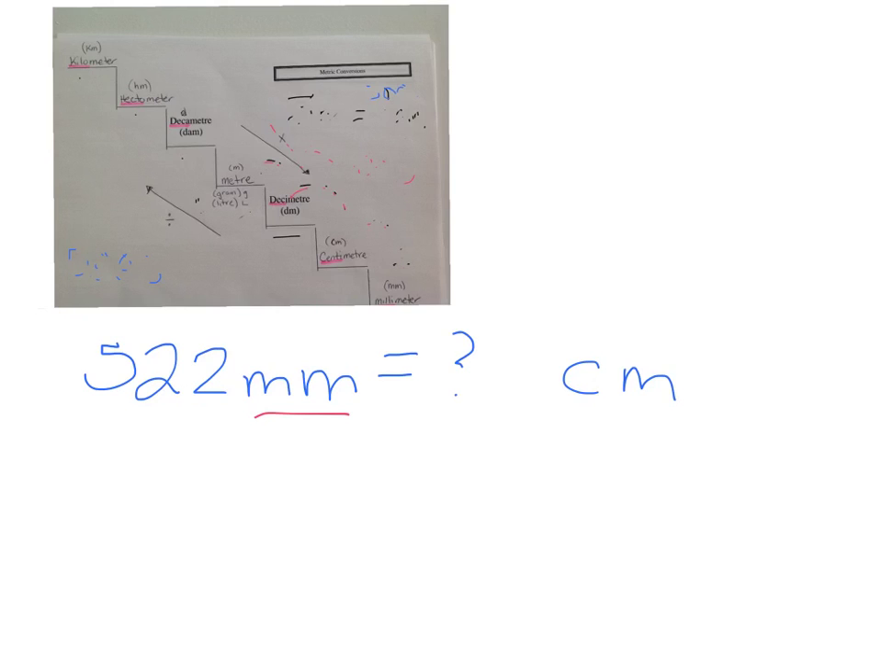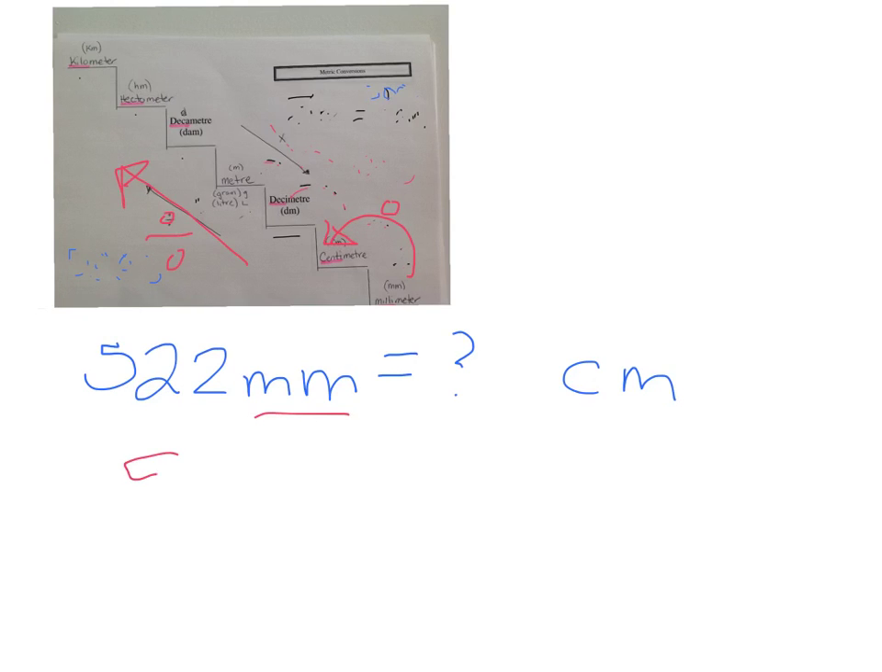Okay, so what if I wanted to take 522 millimeters, and I want to know how many centimeters. So I find my millimeters on my staircase, it's my bottom step, and I have to see how many steps to get to the centimeters. Well, it's only 1 step away, so it's 1 zero, but this time I'm going up the staircase. So when we go up the staircase, it's division.